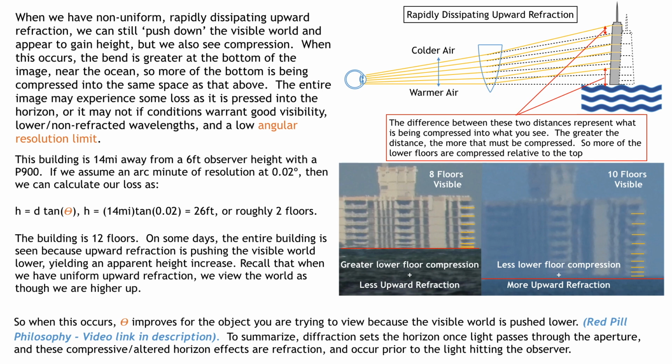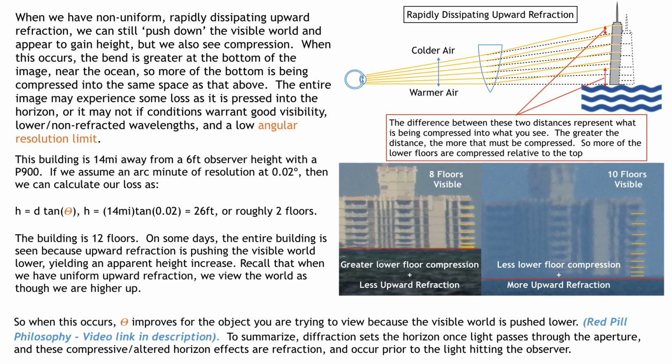You have essentially 8 floors visible, and I've outlined them in yellow, within the greater lower floor compression example plus less upward refraction because the horizon line is higher in these examples, as we'll show later. And then when you have 10 floors visible, you have less lower floor compression until you get much lower down. But there's more upward refraction. So in other words, you've gained a little bit of an apparent height by bringing the visible world a little bit lower.